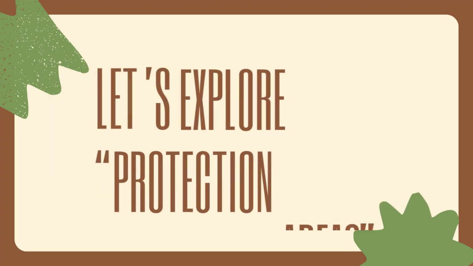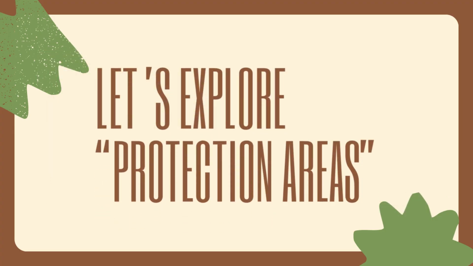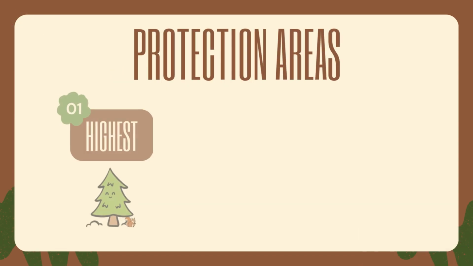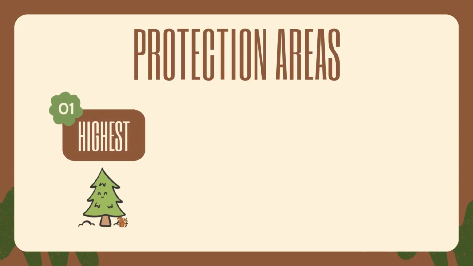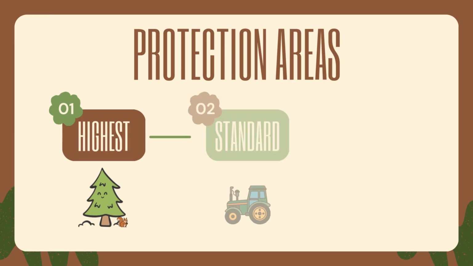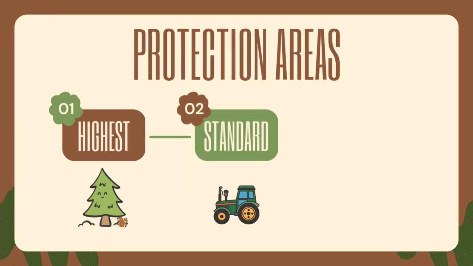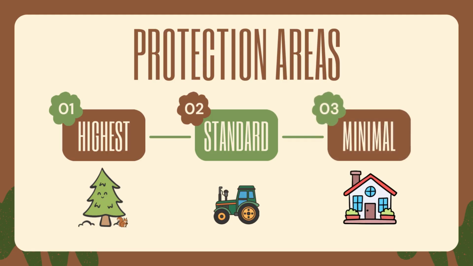Let's explore protection areas. The highest protection area is made up of locations that are primarily kept in the natural state. The standard protection area is made up of locations that are primarily used for agriculture or forestry. And the minimal protection area is made up of locations that are already building zones. So let's look closer at the makeup of each protection area.